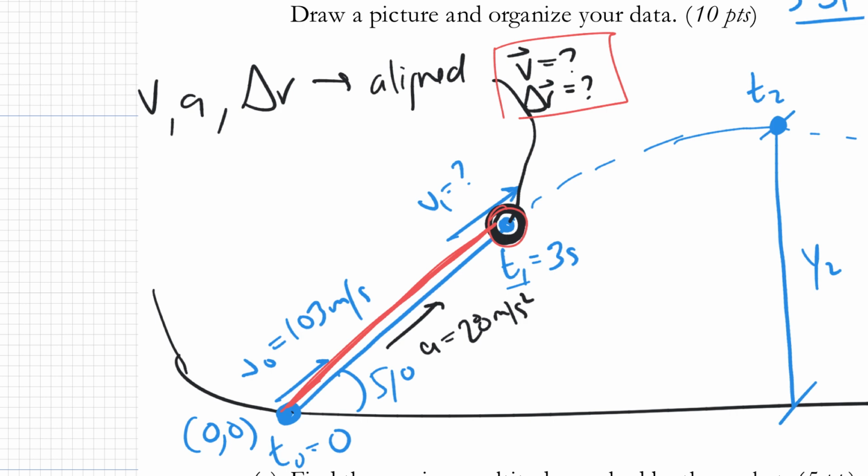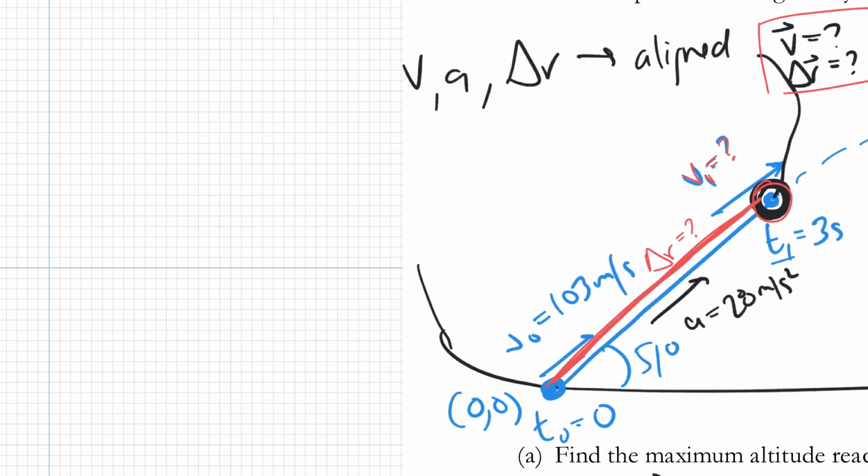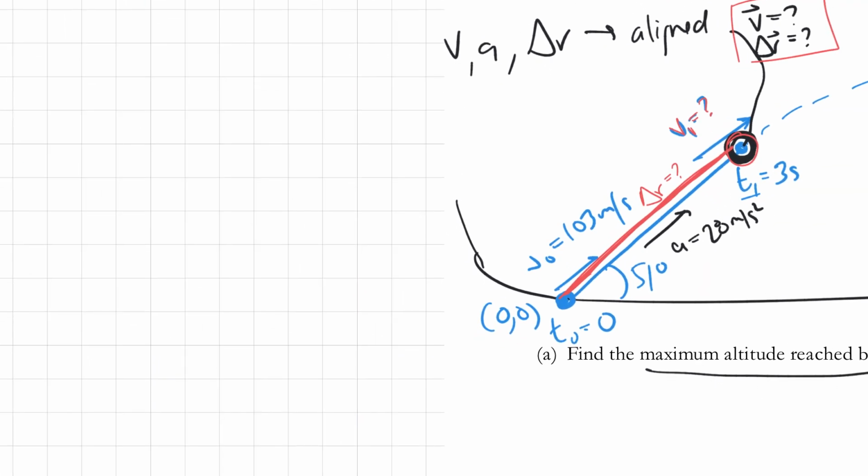What I need to figure out is what delta R is, and what this final velocity is. Those things will set up my problem. So if I go over here and keep those things in mind, we will note that the initial velocity for this is 51 meters per second.